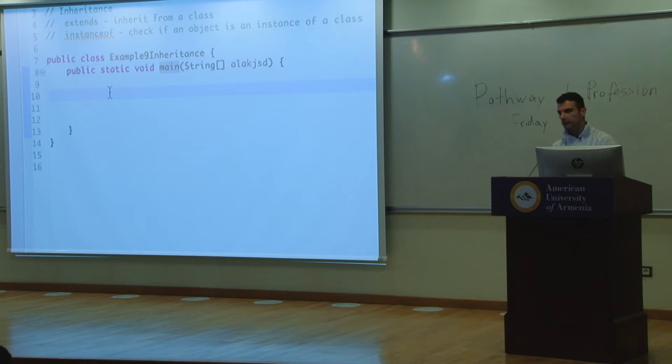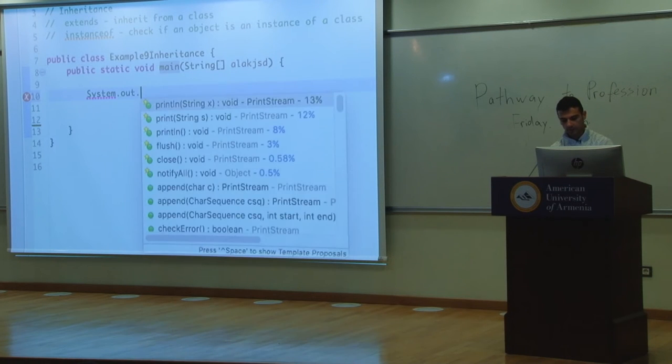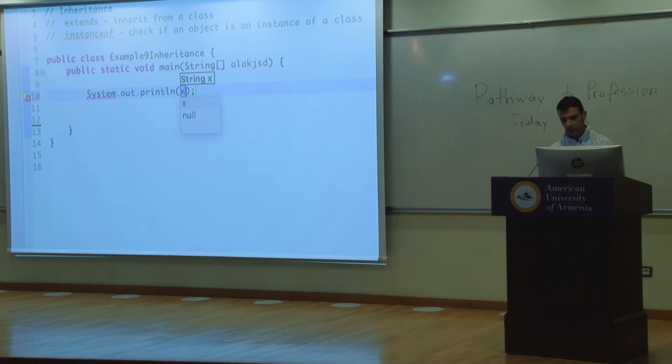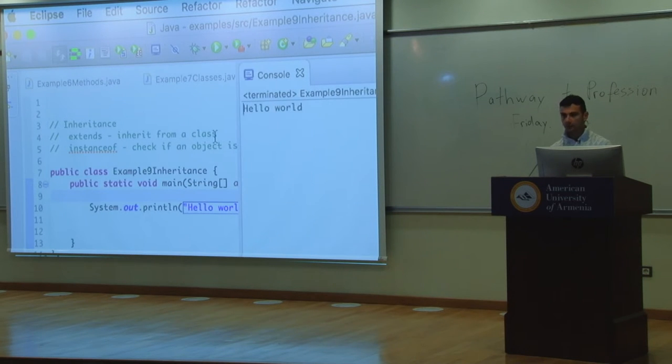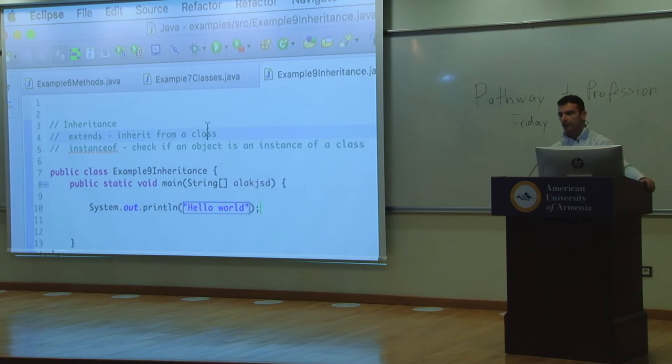And here, what do I write in order to print something on the screen? Onto the console, System.out.print or println in order to go to the next line, and then quotes. Okay, can I do this? No. Why? Because it is not loaded. Right. So in Java, you have to use double quotes in order to represent text, in order to represent strings. Good. I save that, and if I run it, I get hello world. Boom. Very good. Hands up if you were able to do it.